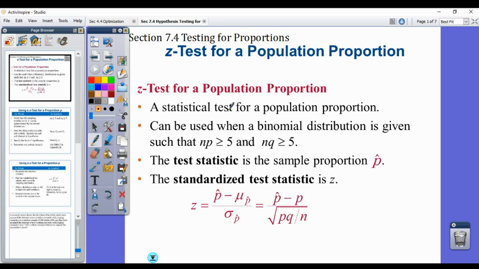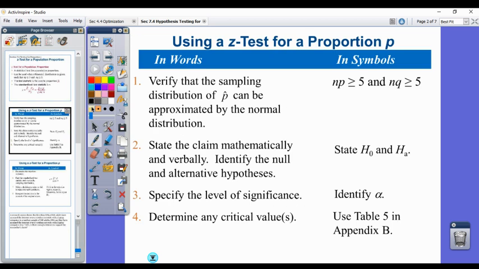Okay, so let's run through some steps. The first step is you're going to verify that you can actually do this by checking to make sure that n times p and n times q are both greater than or equal to 5. You're going to state your claim and then identify which one is the H naught and which one is the alternative hypothesis. Specify what level of significance we're using for this. Determine your critical values. You can use table 5 in the back of the book, or you can also use your calculator.